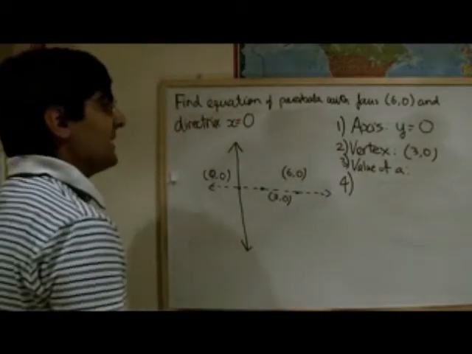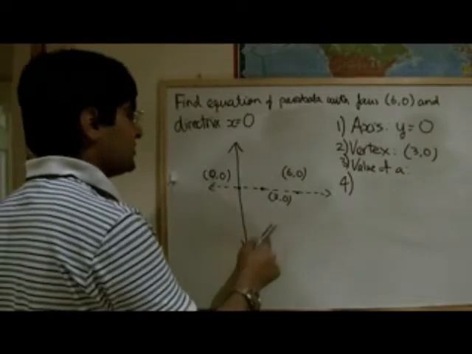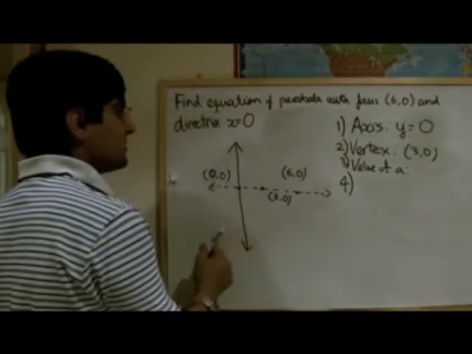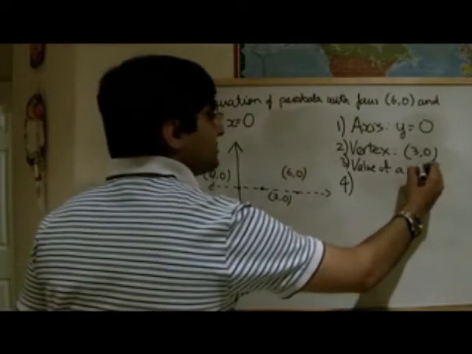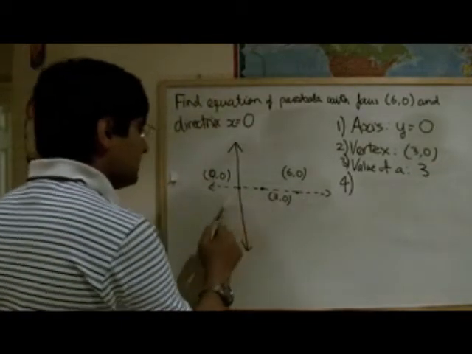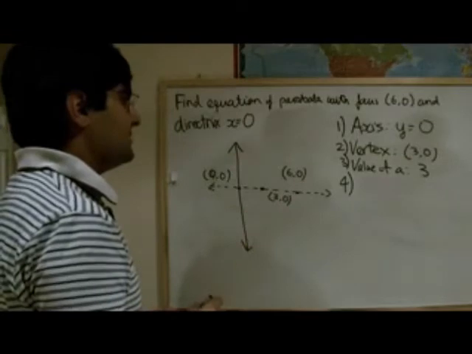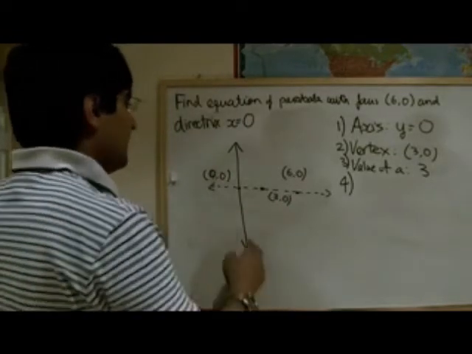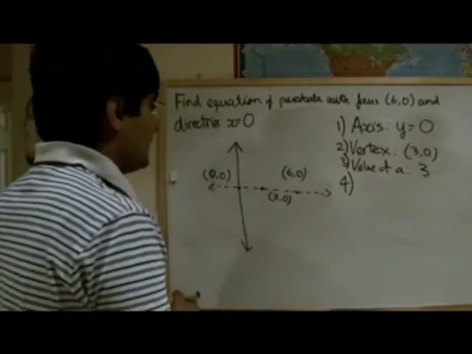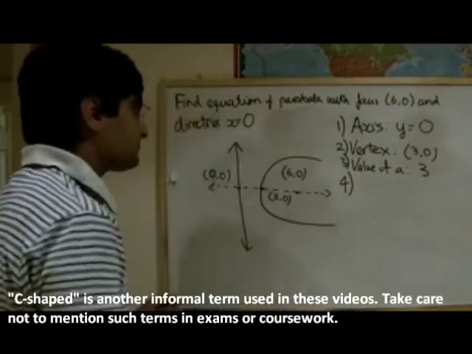What's the value of a then? The constant that we referred to earlier. The constant a refers to the distance between the vertex and the focus, and obviously the distance between the vertex and the directrix. Hence, in this case, a is equal to 3, because the focus is 3 units that way, and the directrix is 3 units in the opposite direction from the vertex. Now, what does it look like graphically? If we know this is the axis, this is the focus, this is the vertex, and this is the directrix, then the parabola must look like this. It must be a C-shaped parabola.